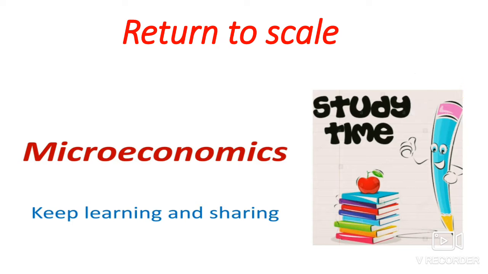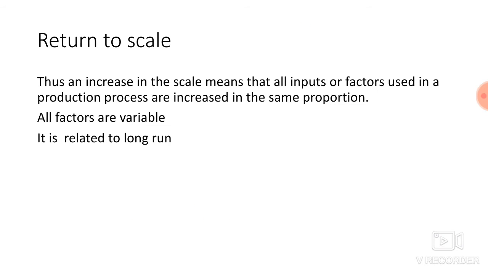Today we will discuss the second law of production function, that is returns to scale. Returns to scale means that when all inputs and factors used in a production process are increased, the production is increased in the same proportion. We call it returns to scale when we increase inputs and factors in a production process and the production also increases in the same proportion.